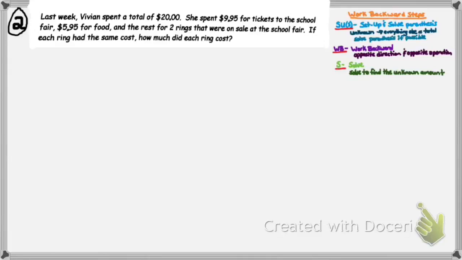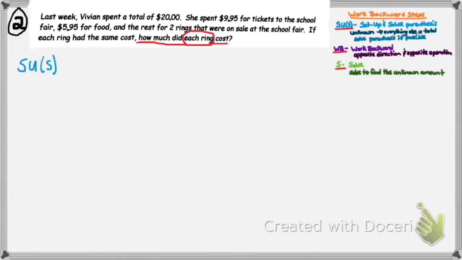When I'm given a total amount, in this case $20, which is the total that she spent, and I have various things that happened, things that I bought, things that I saved money on, etc., I know that this is a setup for the work backward strategy. Work backward has 3 steps, as I see on the top right hand side. My first step is my SUS step. Final question asks, how much did each ring cost? So I'll set up for my SUS, label your steps as you go.